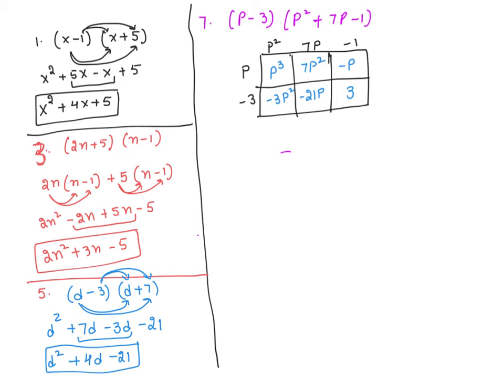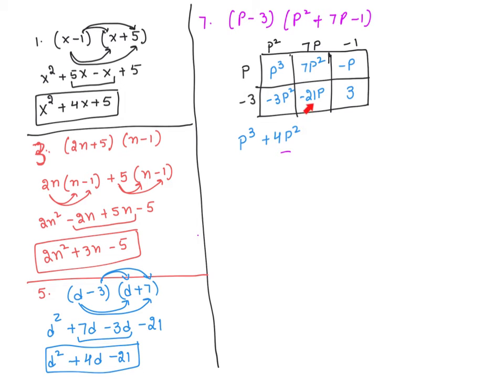So what do we have here? I have p cubed and I have no other p cubed term in here. So I would write that p cubed. Next I have negative 3p squared, and then the next p squared term is 7p squared. So these are like terms, so I'm going to combine them. So 7p squared minus 3p squared, that's going to be 4p squared.